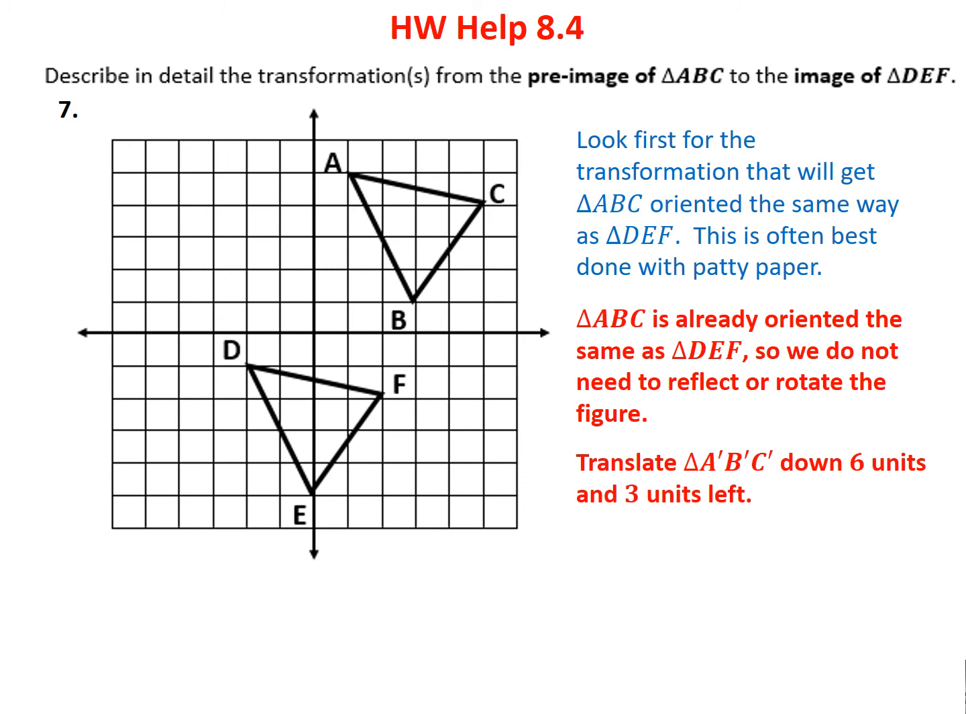So I notice that what I need to do is go down 6 and left 3 for each of them, and that's where I get. So the transformation then is going to be (x, y) simply goes to (x - 3, y - 6). And that's a simple transformation.